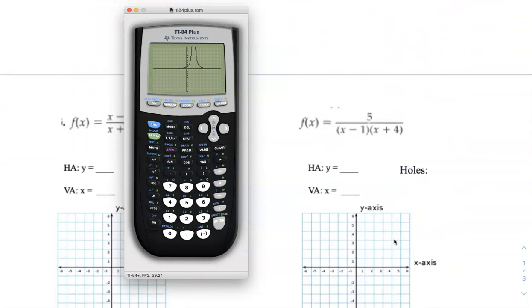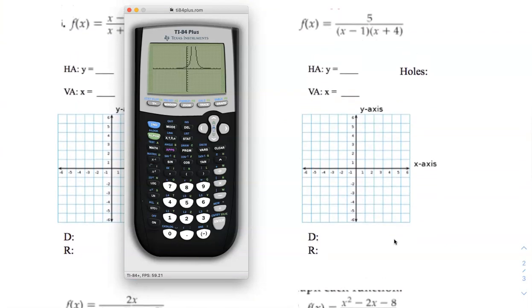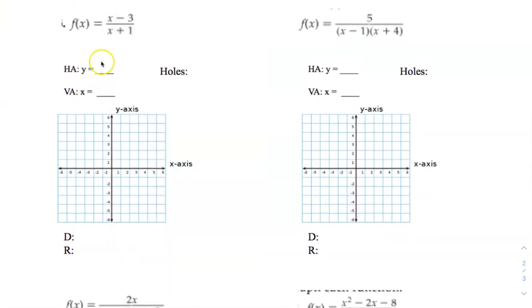Okay, next one. More graphing, I assume. So let's find some asymptotes. So horizontal asymptote, look at the powers. They're both the same. They're both 1. So we look at the ratio of the coefficients. So 1 over 1. So just 1 again. Vertical asymptotes at the bottom equals 0. I'm gonna get -1. Nothing cancels. So no holes. Plot the graph. Always use asymptotes first.